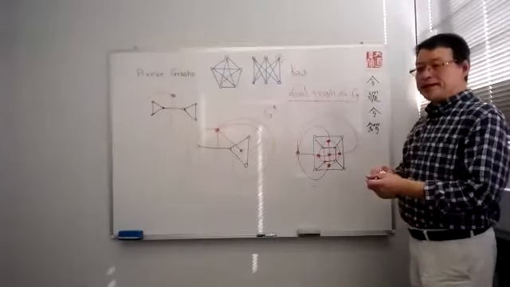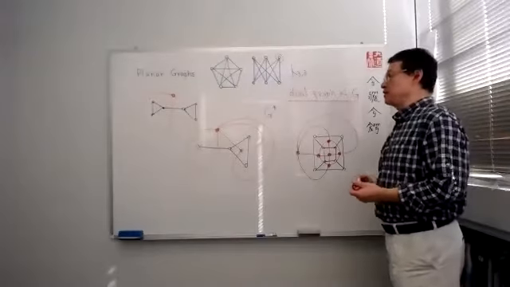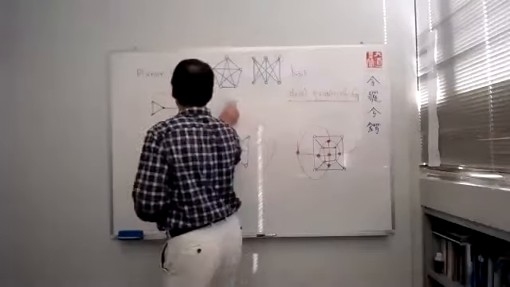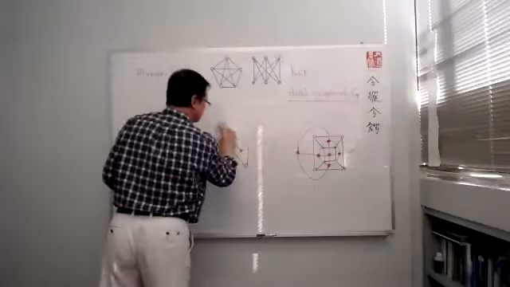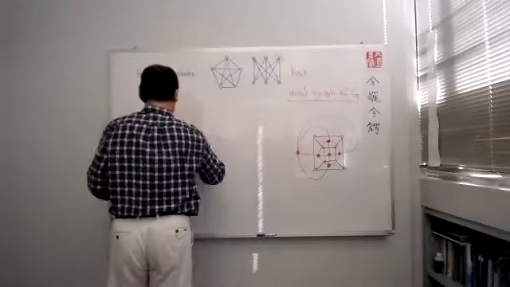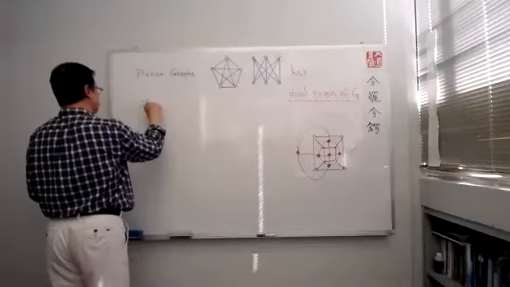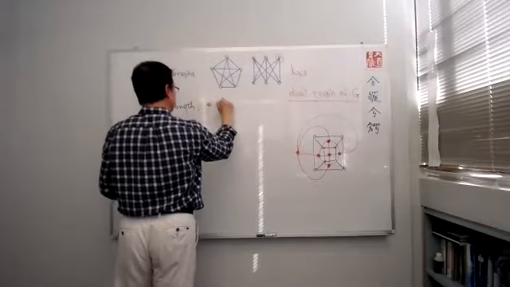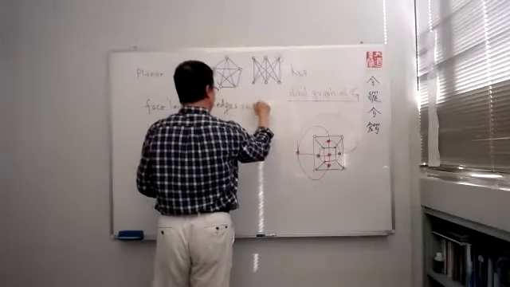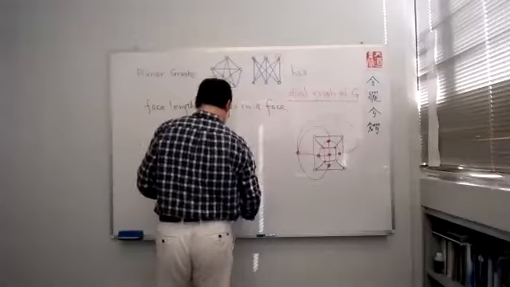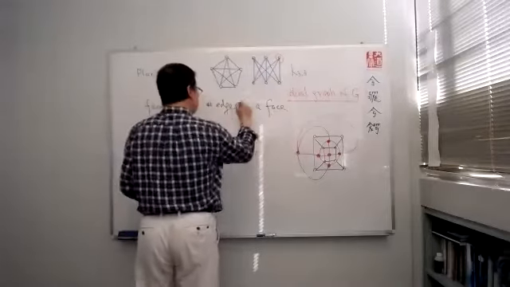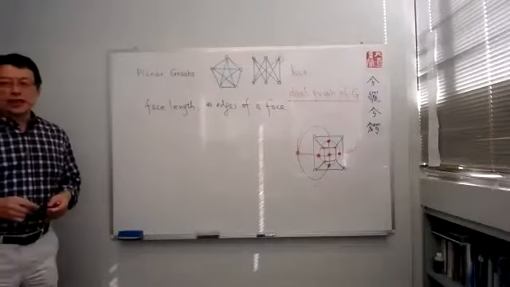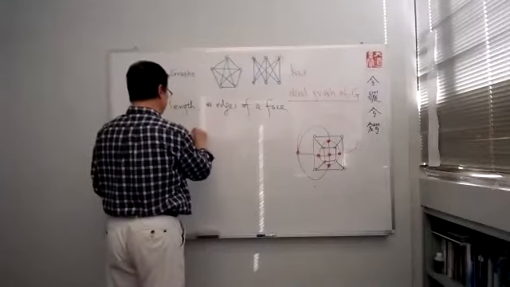Now another notion is the length of a face. How many edges are in a face? The face length is defined to be the number of edges of a face. So that seems to be very, very simple.